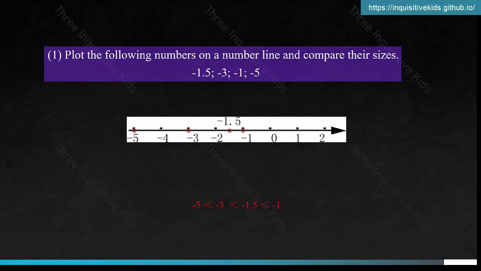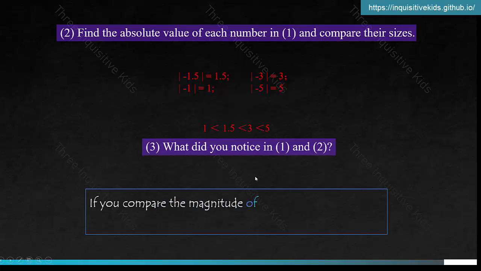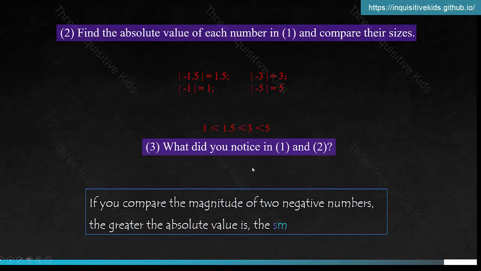And now we have to find the absolute value of negative 1, which is 1 away from 0. And then we have to find negative 5's absolute value. Negative 5 is 5 away from 0. So these are the answers. What did you notice in number 1 and number 2? Well, if you compare the magnitude of two negative numbers, the greater the absolute value is, the smaller is the number.